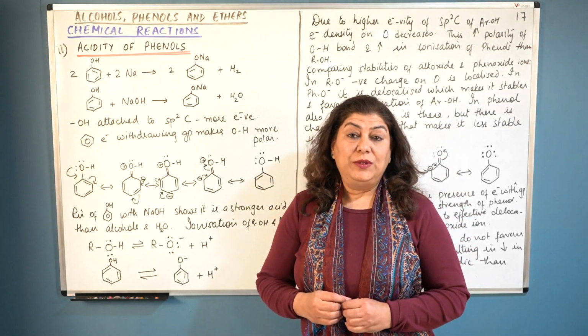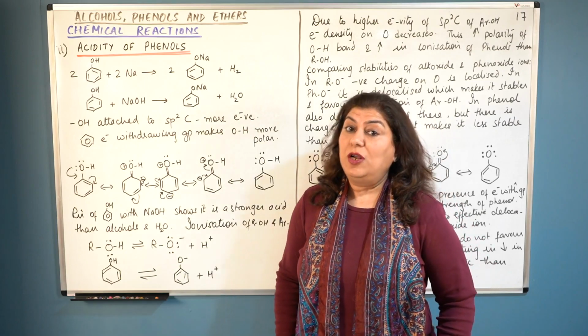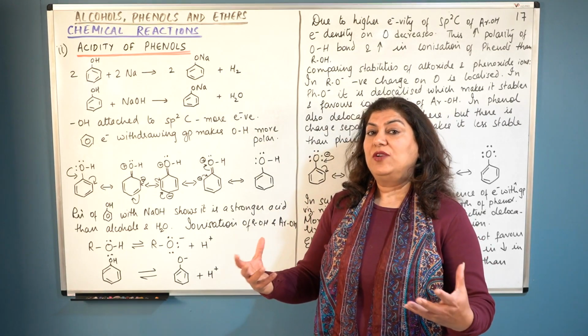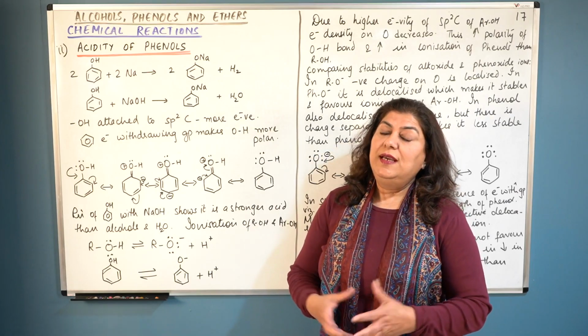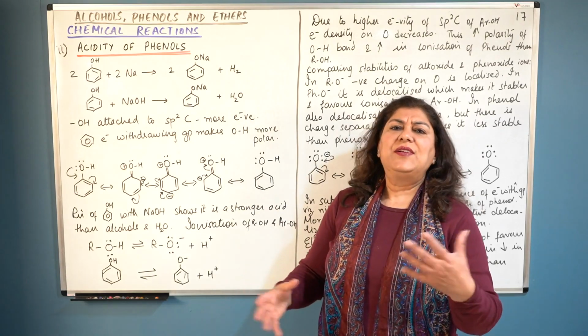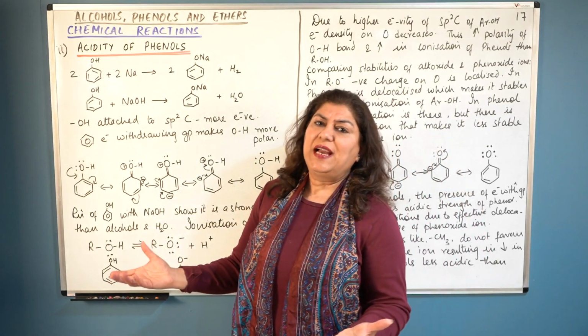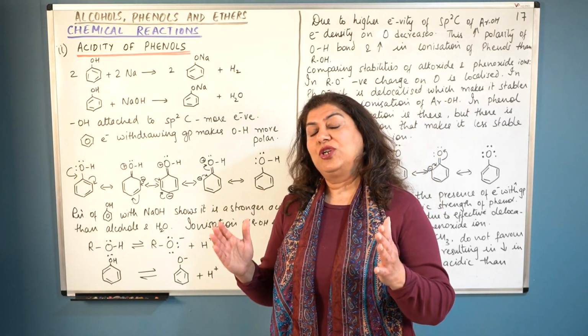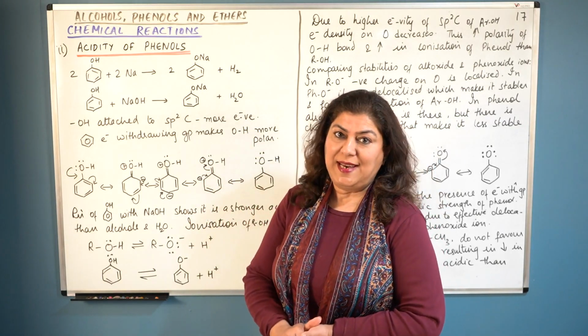We already know that according to the Lowry-Bronsted concept, anything that releases H-positive ions or hydrogen ions in a chemical reaction is said to be an acid. And anything that releases OH negative ions in a reaction would be a base. So by definition, anything that gives out H positive ions should act as an acid.